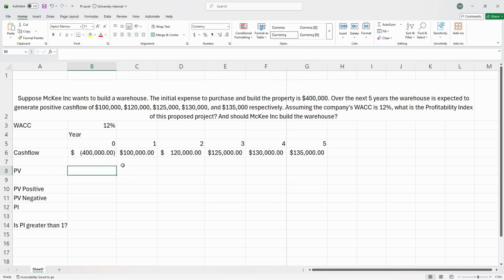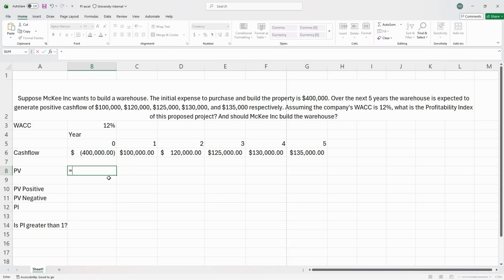And we also need our weighted average cost of capital, our discount rate. That's going to be our 12%. That's given to us right there. So I've already entered it for us. And for profitability index, the first thing I'm going to do is find the present value for each individual cash flow. It works better if I do it this way.